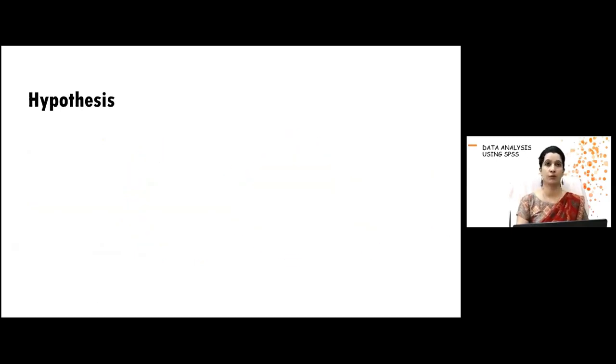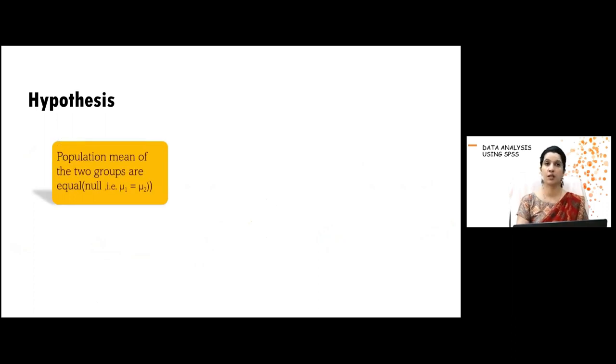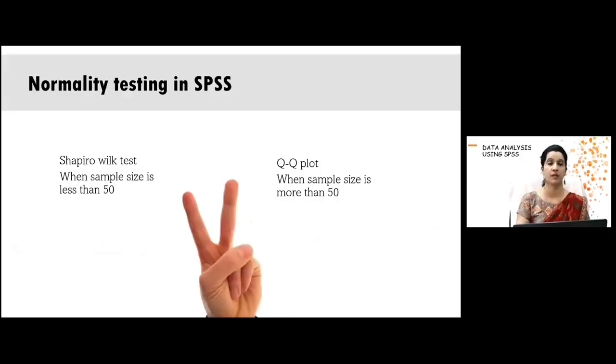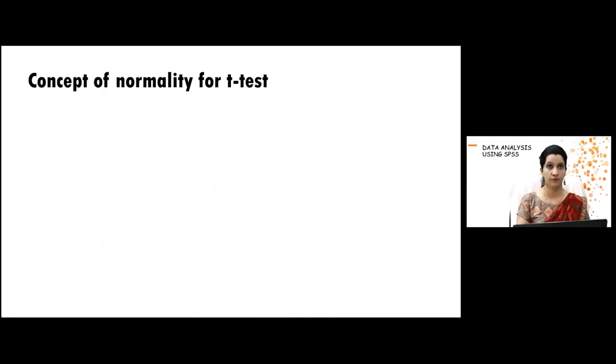And now about the null hypothesis. The null hypothesis says that the population means of the two groups are equal, and the alternative hypothesis says that the population means of these two groups are not equal. So this is again the normality testing which we have seen, based on the sample size. When it is less than 50, we use the Shapiro-Wilk test. When it is more than 50, we use the QQ plot.